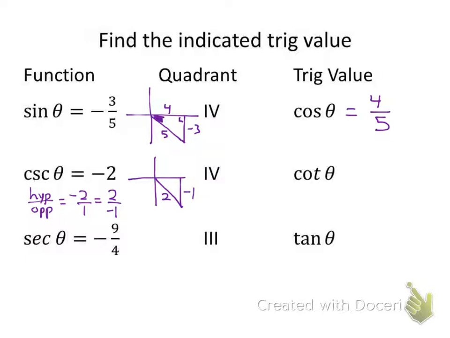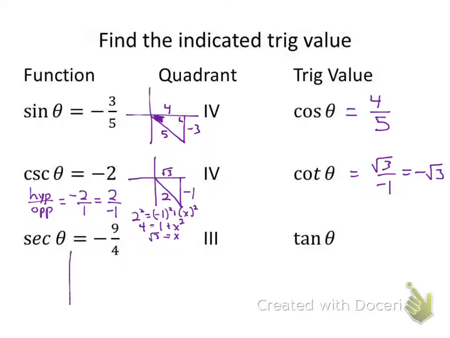So now we can do Pythagorean theorem. We get 2 squared equals -1 squared plus, we'll just say x squared. We get 4 equals 1 plus x squared, and it turns out that x is going to be √3. This is probably a 30, 60, 90 triangle, but we don't necessarily need that for this part. Cotangent is going to be adjacent over opposite, which turns out to be -√3.